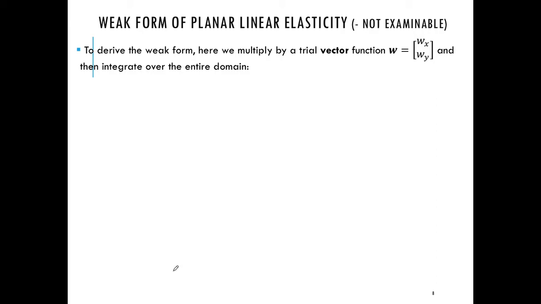So in this case, because our essential variable is a vector, the weight function that we introduced is also actually a vector. This is the main thing that needs to be pointed out. That this time we introduce a trial vector function w, which then has respective wx and wy components, and we multiply it to our strong form and integrate over the entire domain as before.